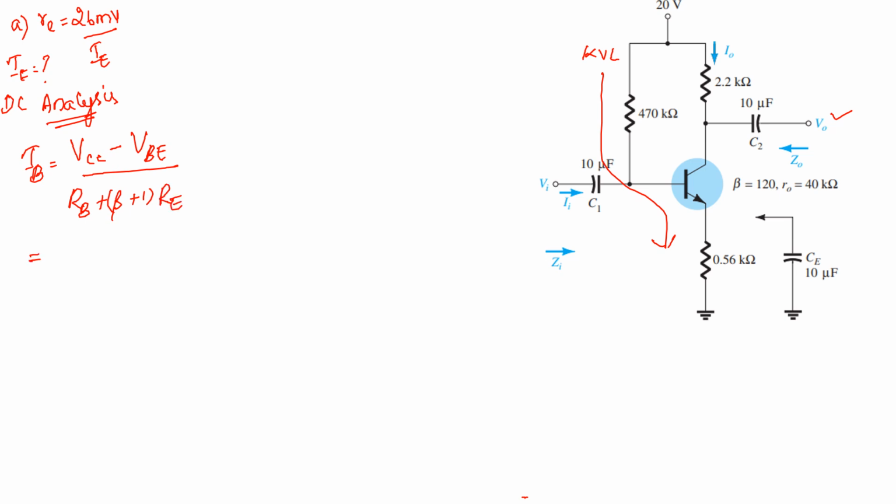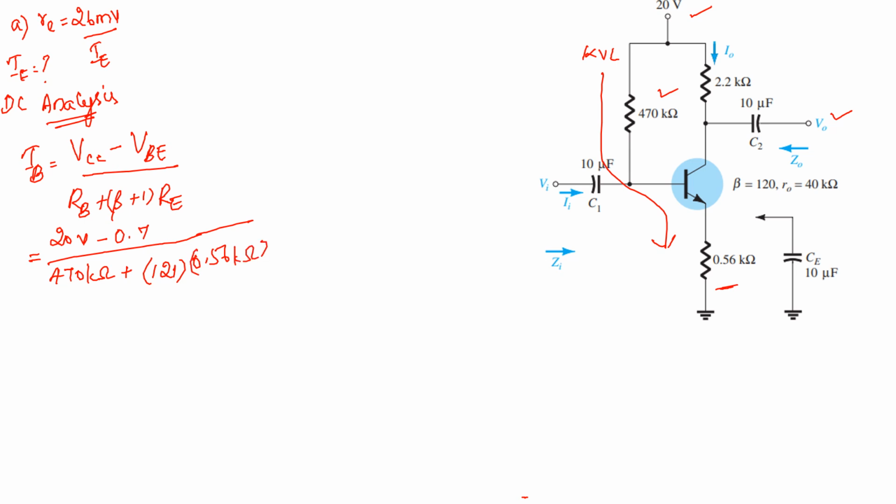So what will be your values now? Can we substitute the value? What is your VCC? VCC is equal to 20 volt minus VBE is equal to 0.7 divided by what is your RB? RB is equal to 470 kilo ohm plus what is your beta? 120. So 120 plus 1, it is 121 into what is your RE? RE is equal to 0.56 kilo ohm.